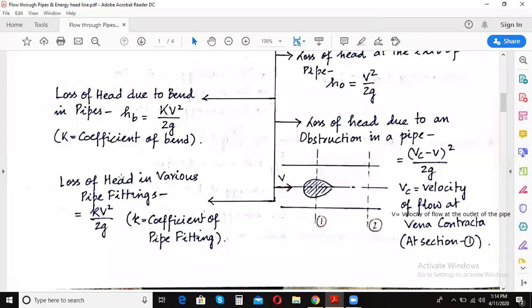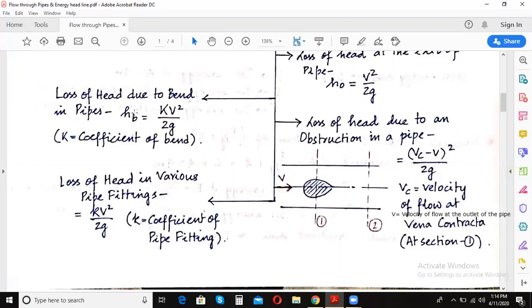Okay, next we have the last two cases of minor energy loss or head loss. The sixth case is loss of head due to bend in pipes. Whenever there is any bend in the pipe, the velocity of the flow will change. And why does it change? Due to the flow of the fluid getting separated from the boundary of the pipe, and also due to the formation of eddies inside the pipe. So whenever there is a bend in the pipe, eddy currents take place, and the flow also gets separated from the boundary of the pipe.